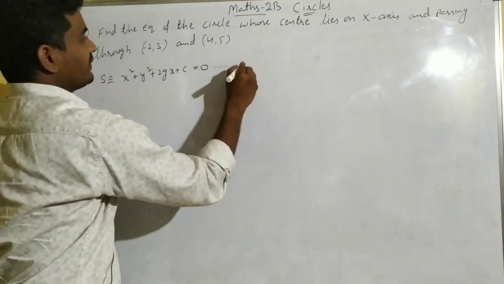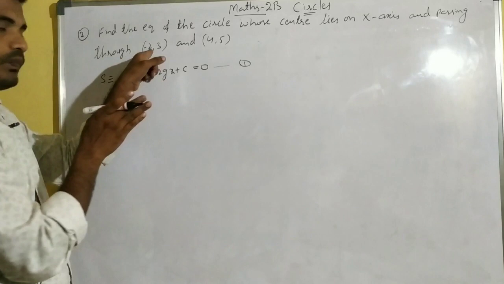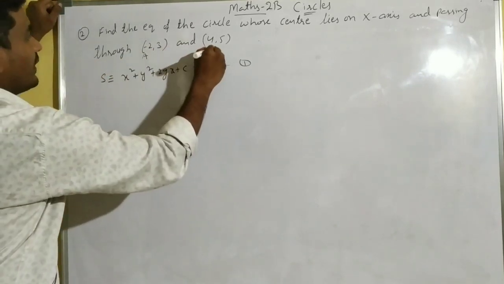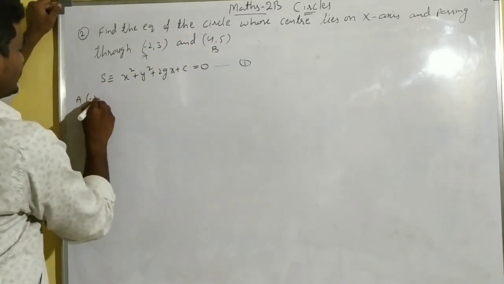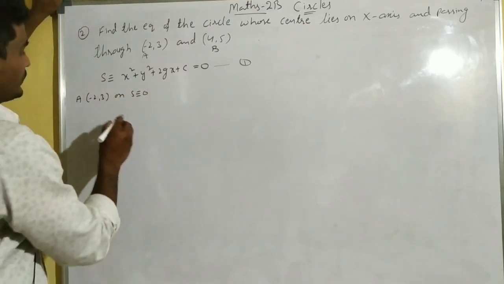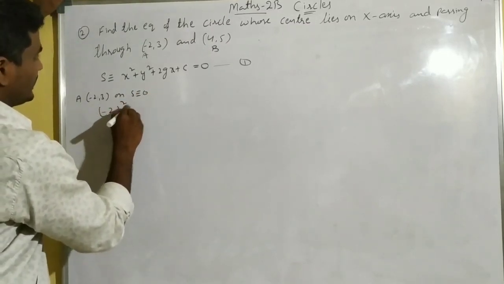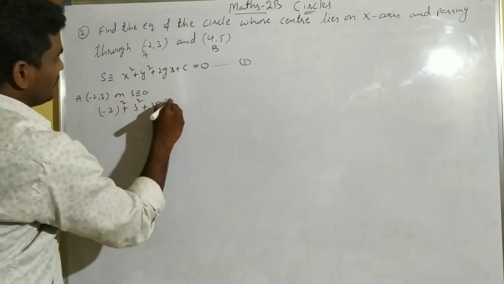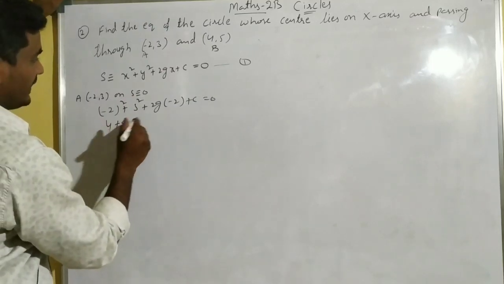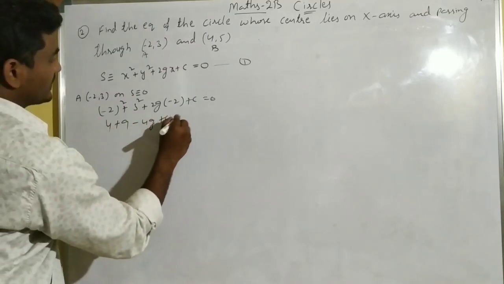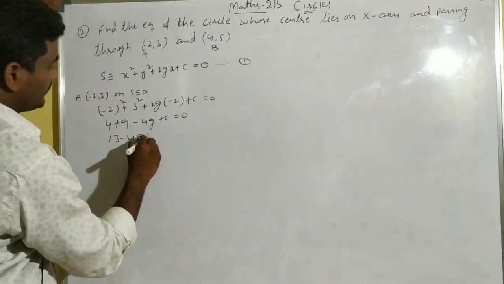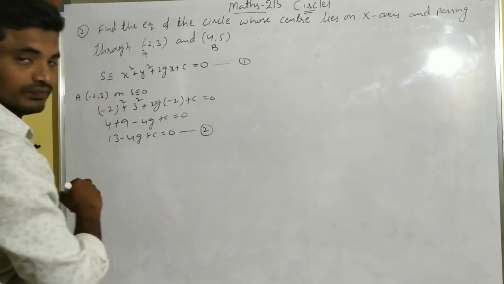Now I am taking this as equation number 1. This equation passes through minus 2 comma 3. So let me take this as A and this as B. A, minus 2 comma 3, on S equals 0. So that minus 2 whole square plus 3 square plus 2g of minus 2 plus c equals 0. It becomes 4 plus 9 minus 4g plus c equals 0. 4 plus 9 is 13 minus 4g plus c equals 0. This is equation number 2.